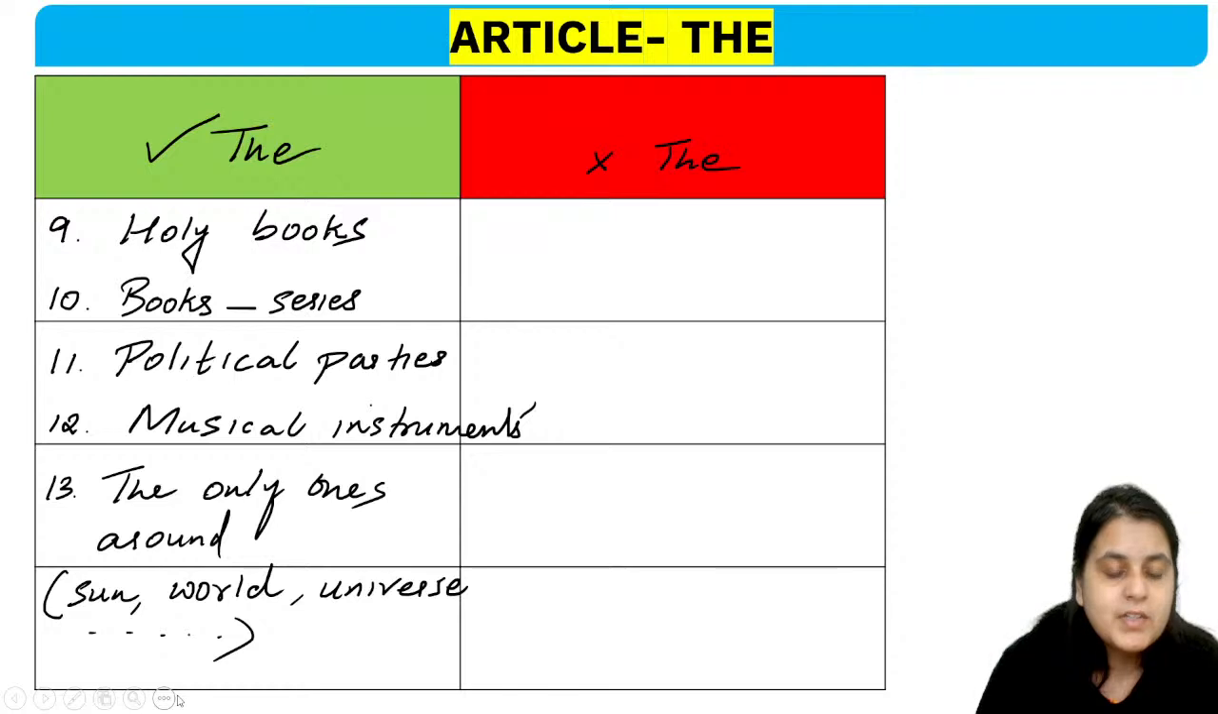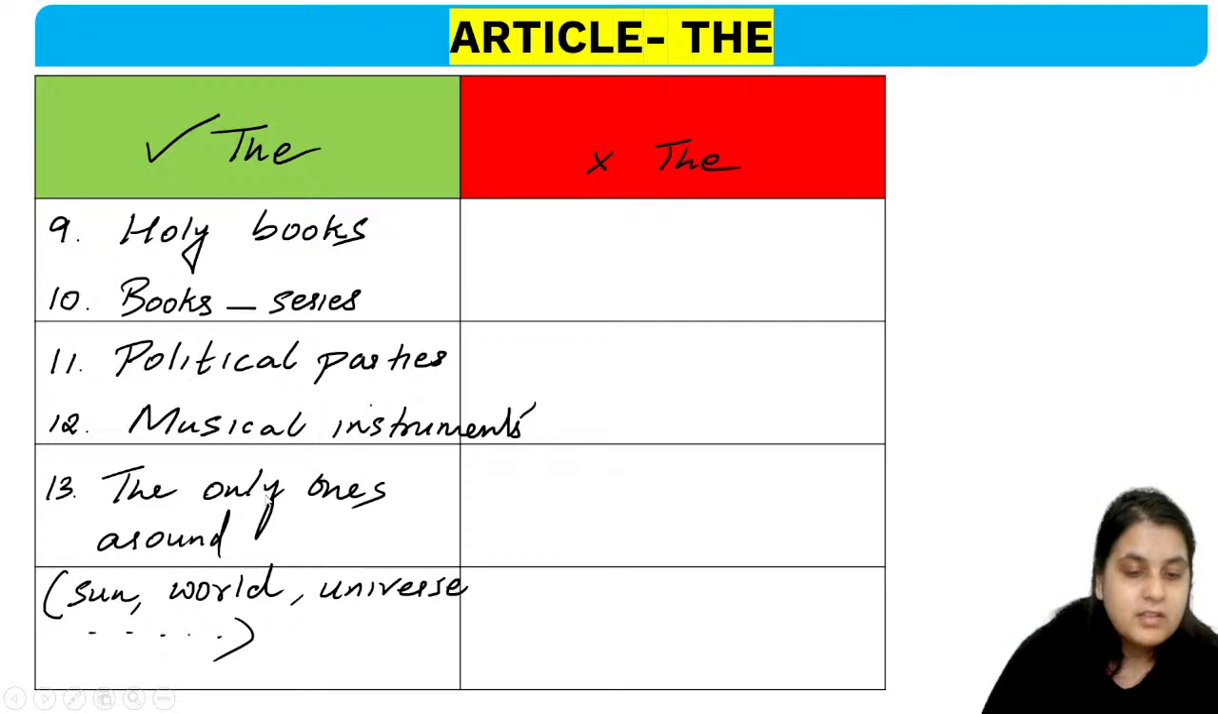Like for example, Kanika, if you're talking about certain latitudes and longitudes, you use the. For example, the Tropic of Cancer, the Tropic of Capricorn, तब आप the use करते हो. Okay, so that's when you use the. Got it? Okay, the only ones around.